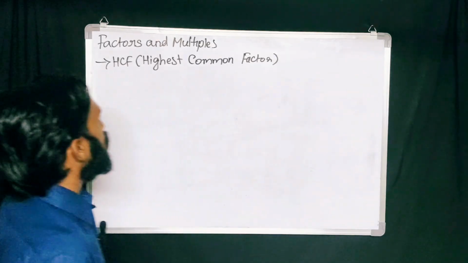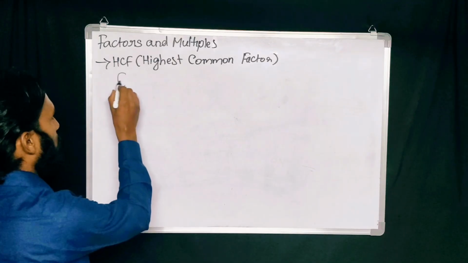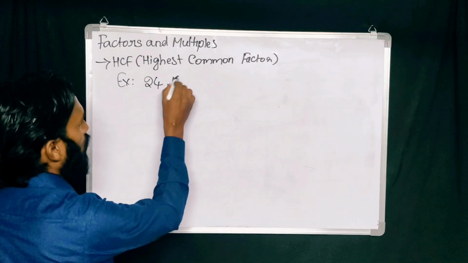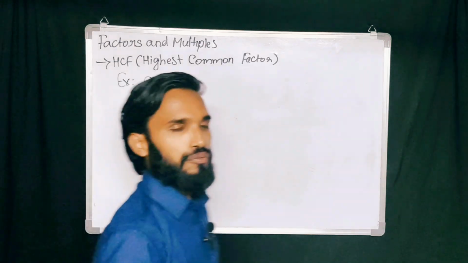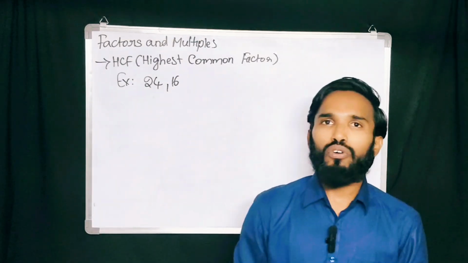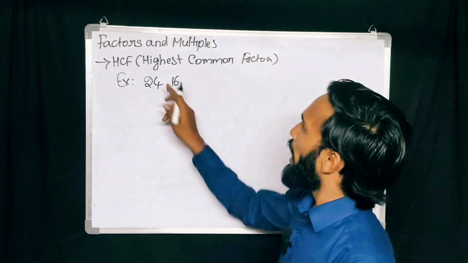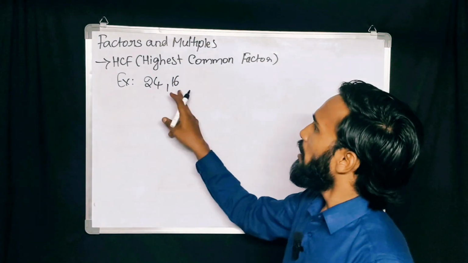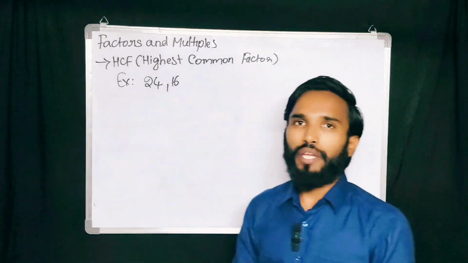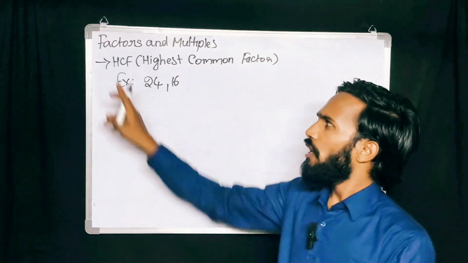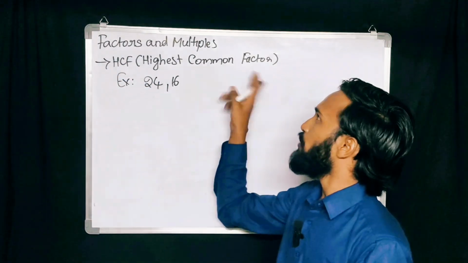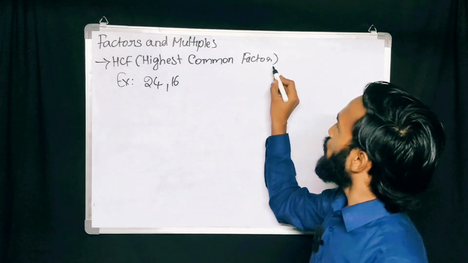Now let us understand this with an example. For example, take 24 and 16. Here we have to find the highest common factor of these two numbers. See, we have HCF. H stands for highest, C stands for common, and F stands for factor. Now let's move from back.